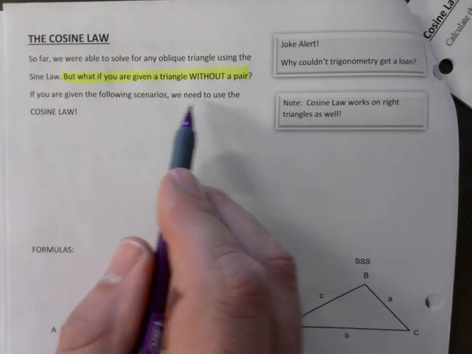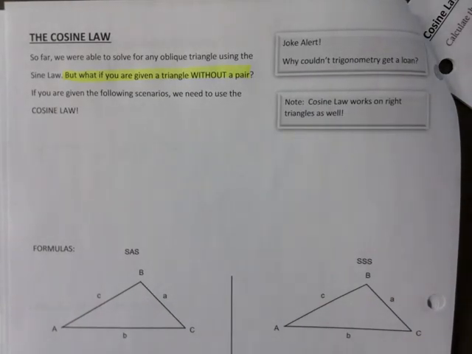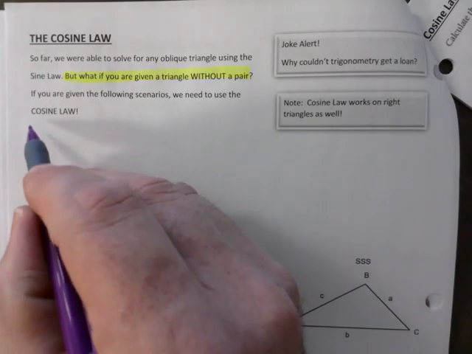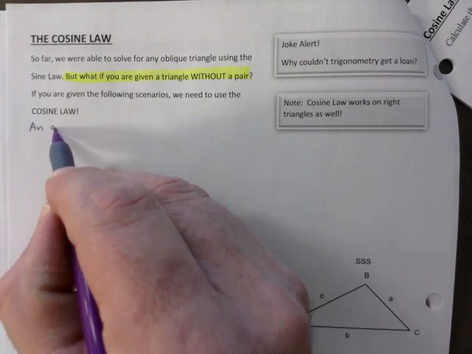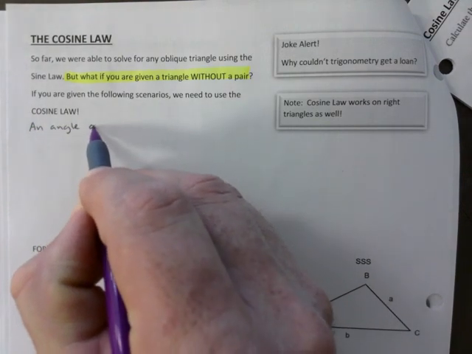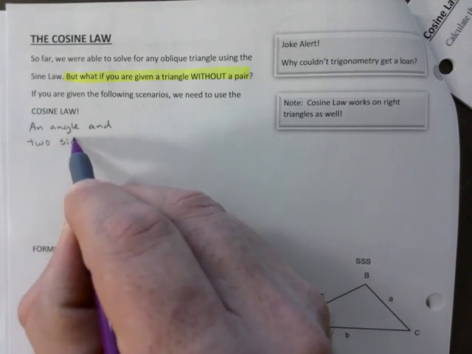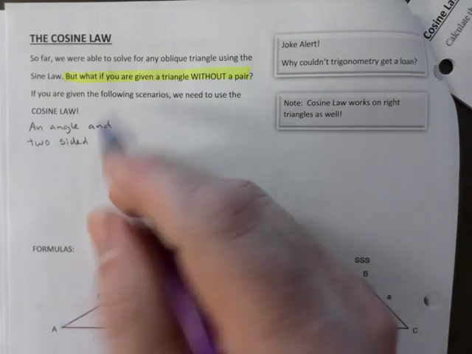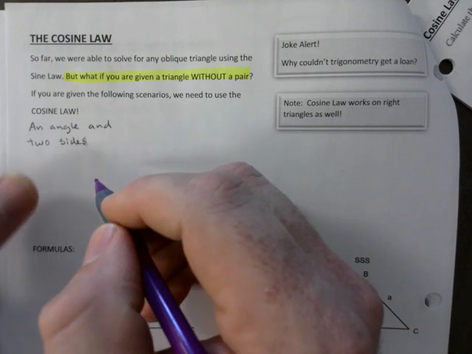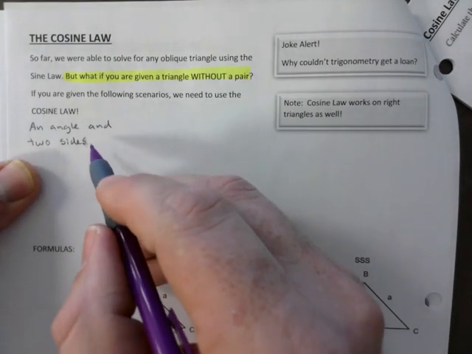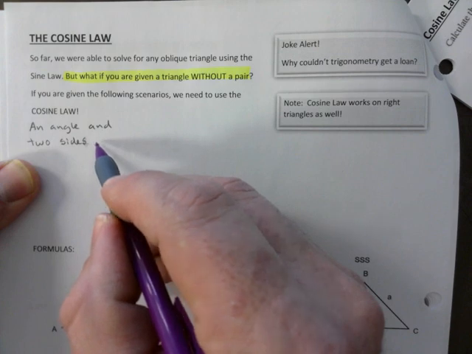If you're given the following scenarios, we need to use cosine law, right? I'll basically tell you this. An angle and two sides, two sides sandwiching it, I wanted to say, but I don't know, two sides on either side.